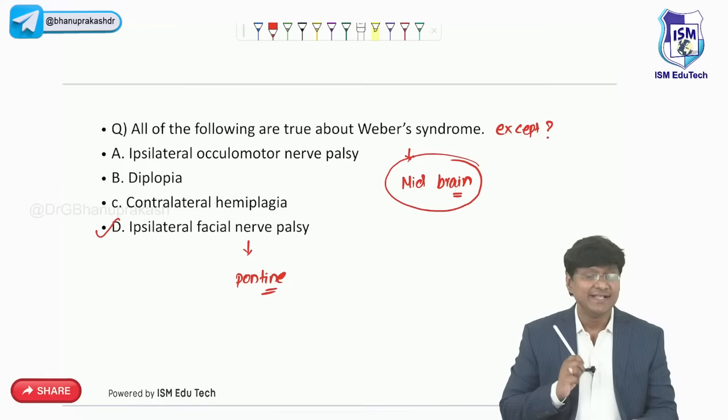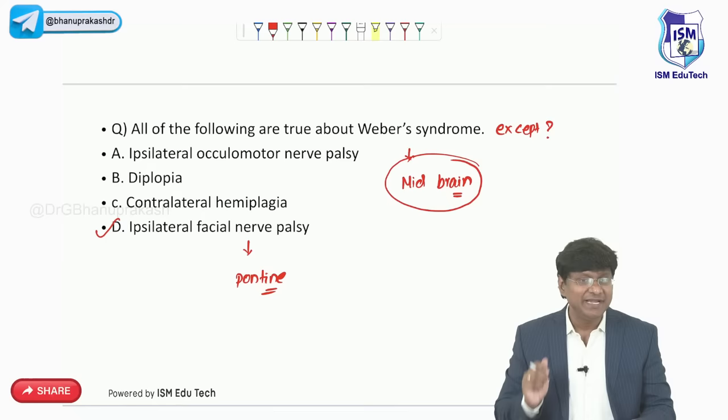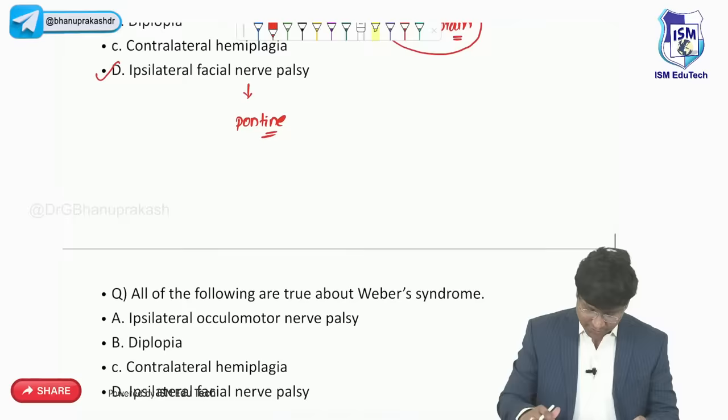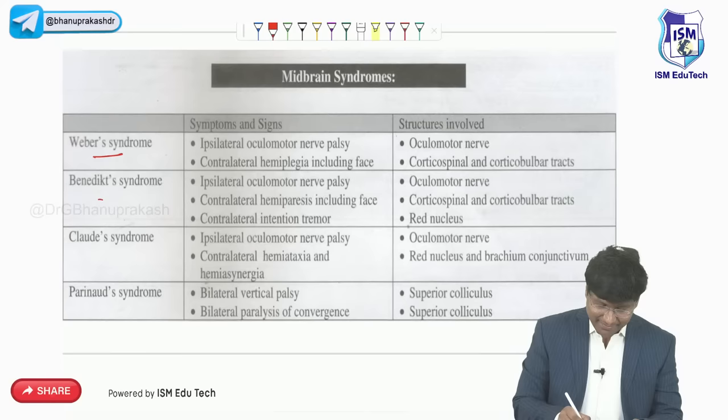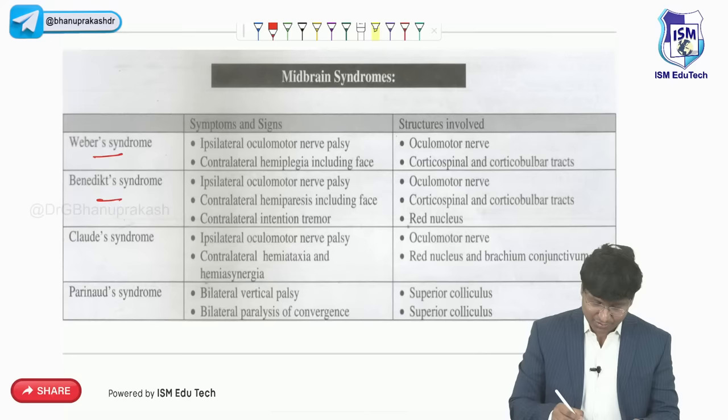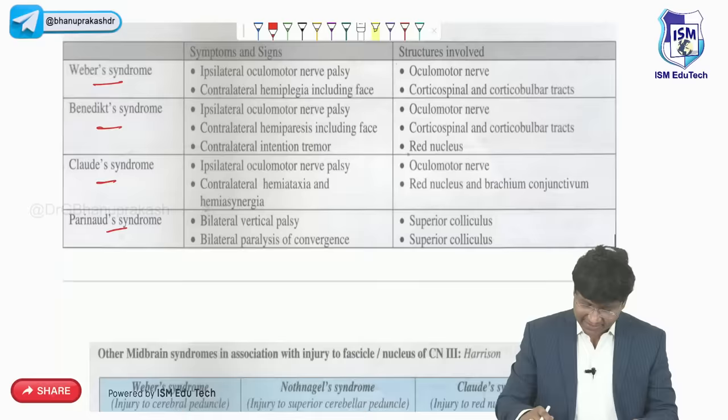Now, let me tell you, what are all your midbrain stroke syndromes? Just remember the names. Names are very, very important. Weber syndrome is one of the midbrain stroke syndromes. Benedict syndrome, midbrain stroke syndrome. Claude syndrome, Parinaud syndrome. And one more midbrain stroke syndrome is the Nothnagel syndrome. So, you just remember the names.